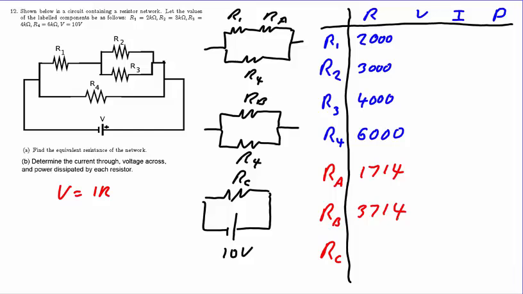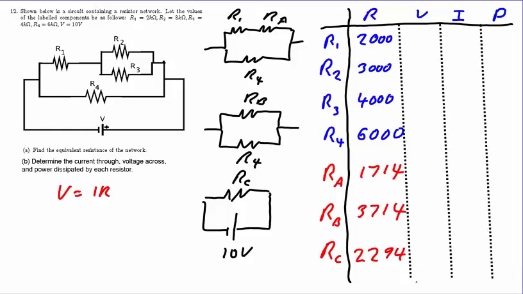The answer we anticipate in advance must be somewhere between half of RB and half of R4, and when we perform our calculation, we find that the result is 2,294 ohms, and this is indeed larger than half of RB and smaller than half of R4, indicating that we probably did the calculation correctly. Now that the circuit is simplified down to a single resistor on a single battery, we recognize that the voltage applied to RC is 10 volts.